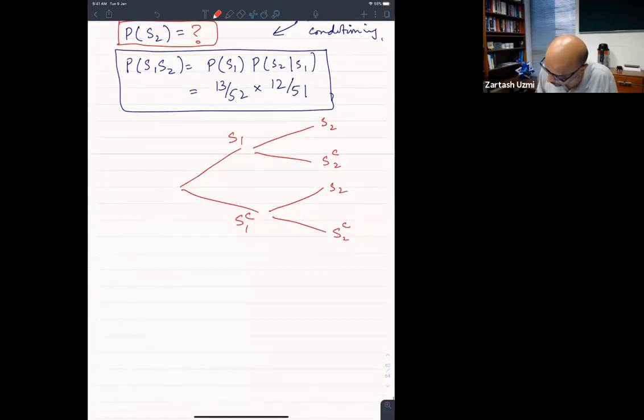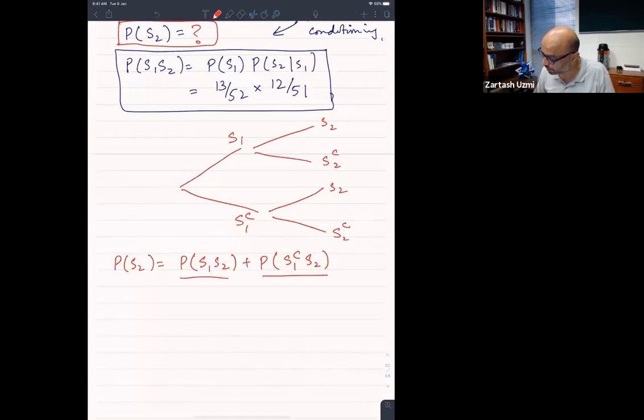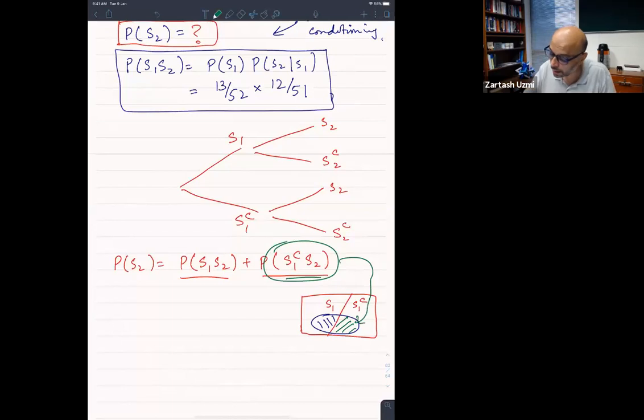So in order to find the probability of S2, this would be equal to the probability of S1 happens and S2 happens plus the probability of S1 does not happen and then S2 happens. These are partitions of S2. What we have done here is we divided the sample space into S1 and S1 complement. And then this portion here is S2 and S1, and the portion on the right is S2 and S1 complement. This is the green portion here, and this is the blue portion here.